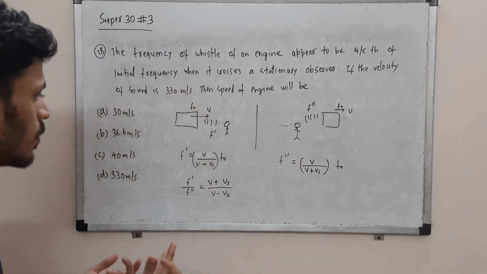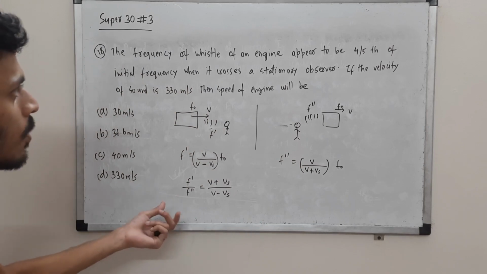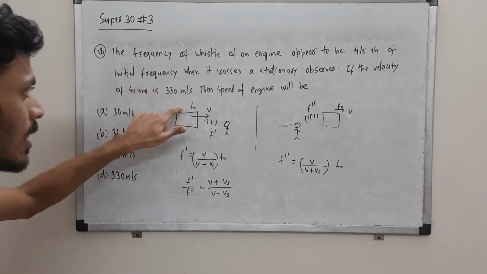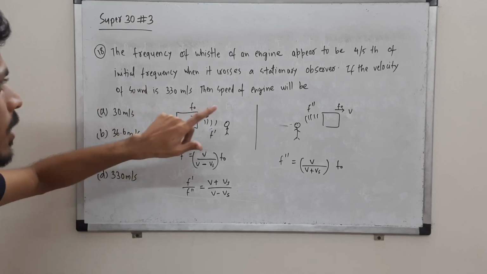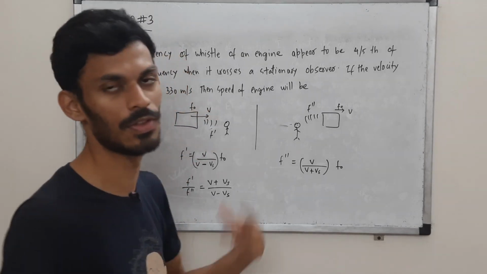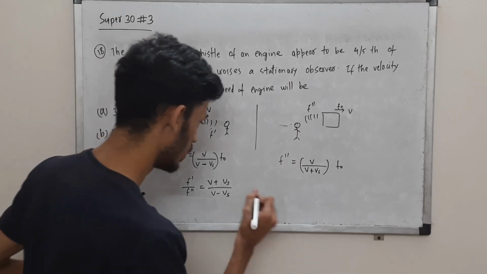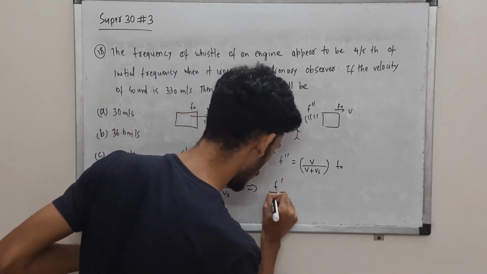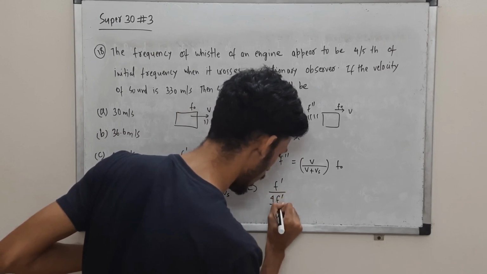Okay, now solve this equation. You already know that this ratio is 4:5, 4/5 of the initial, right? This is the initial frequency f dash, and your f double dash is 4/5 of your initial frequency. So f dash is the initial frequency and f double dash is 4/5 of f dash.